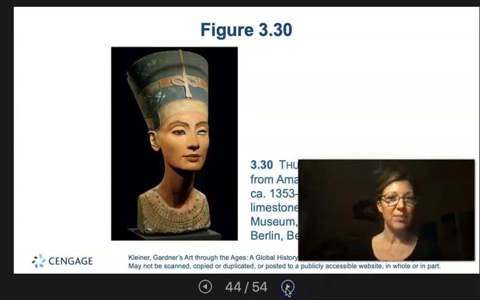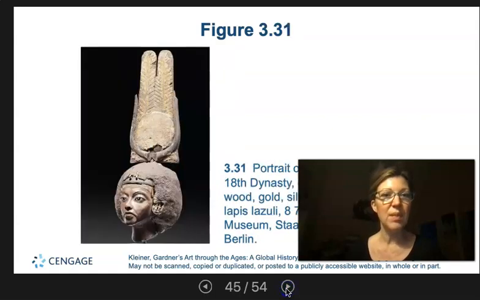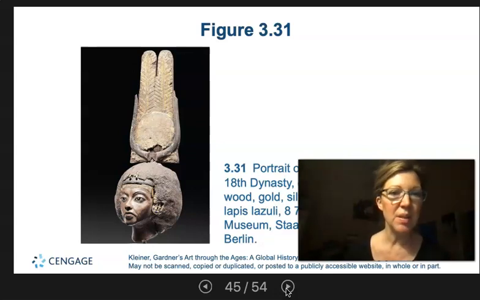Fascinating. Here's his wife, Akhenaten's wife Nefertiti, known for her beauty. And I'm not sure who this is. I can't remember. I don't think it's super important.